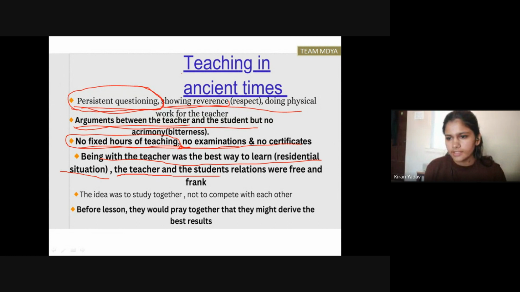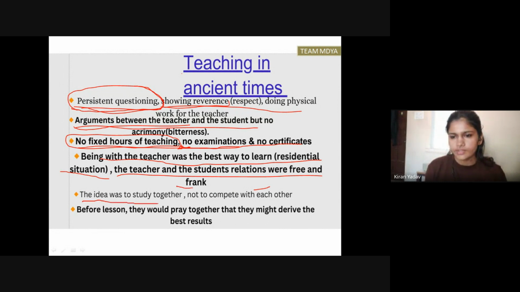The teacher and the students' relation was free and frank. So it's not like the students can't ask anything, or the teacher will beat them up. No, the teacher-student relationship was very open. They can ask anything. If they have any problem related to anything, they can directly go to the teacher and ask them. So the relation between the student and teacher was free and frank.